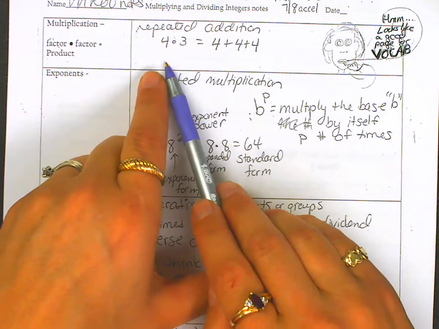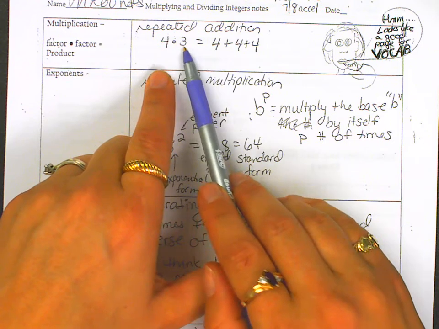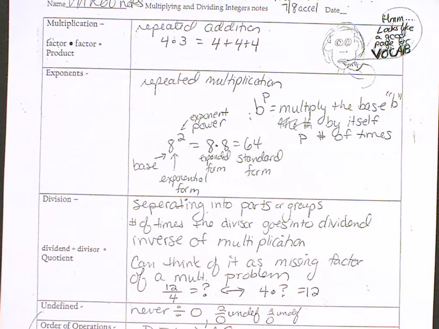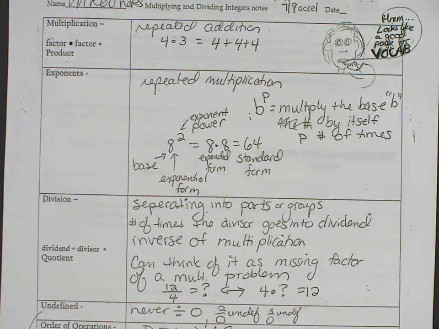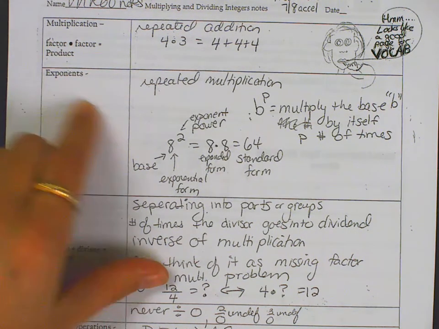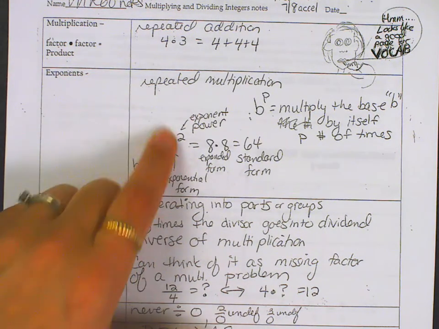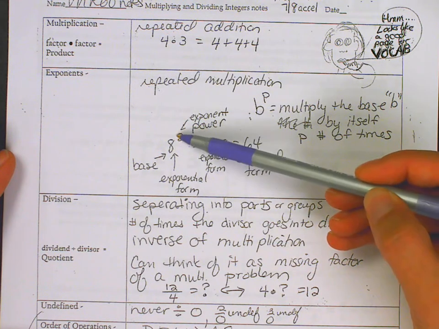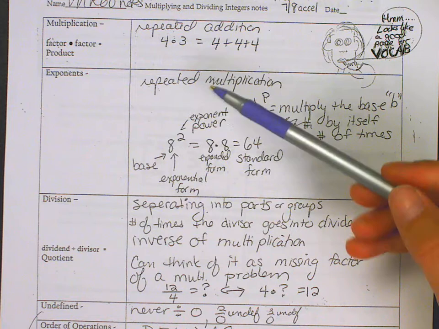If I have 4 times 3, I can write that as 3 groups of 4. Could have also written it as 4 groups of 3. Either way, the answer would have come out 12. And if we're going to go to the next level, we would do exponents, which is repeated multiplication. The number down here is called the base, and this tiny number up here is called the exponent or power.